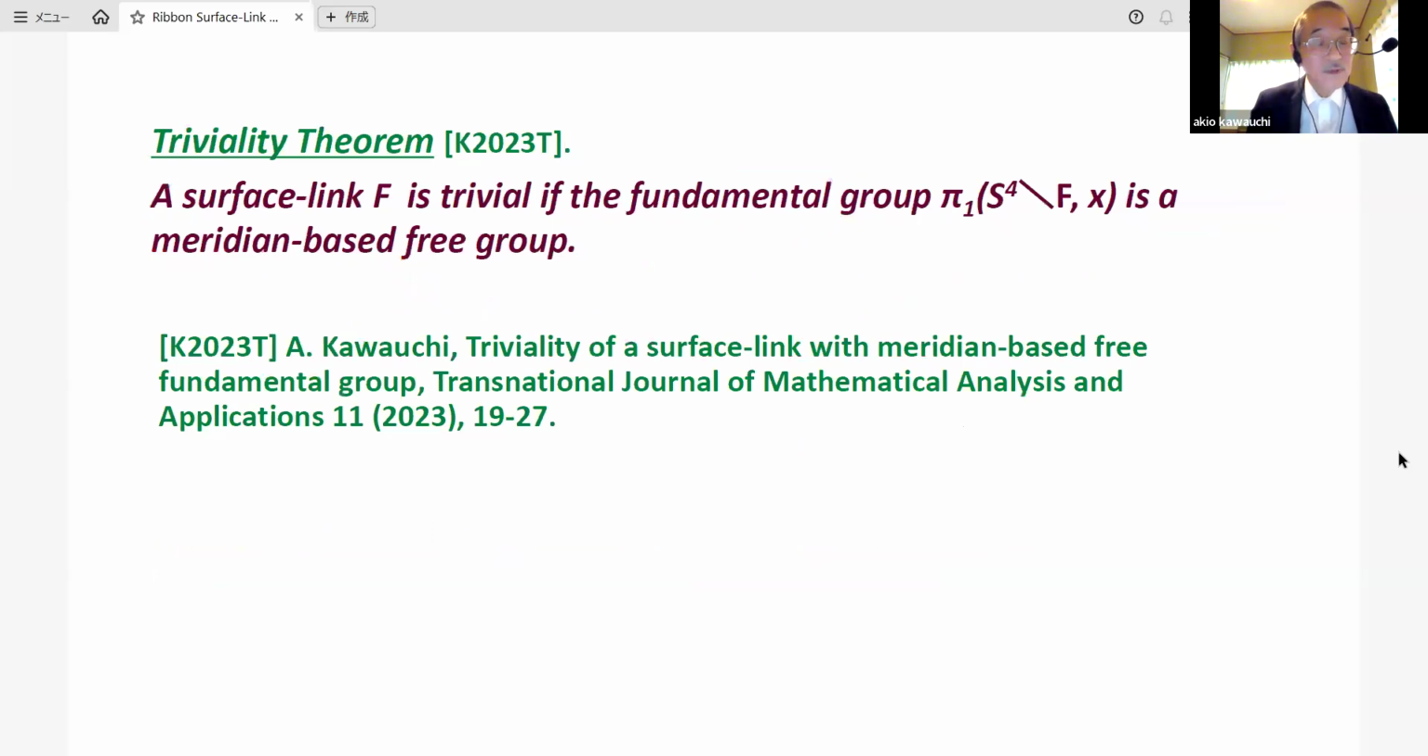The following is the application of this theorem, the triviality theorem. This is just, in some sense, a corollary. A surface link F is trivial if the fundamental group of F is a meridian-based free group.